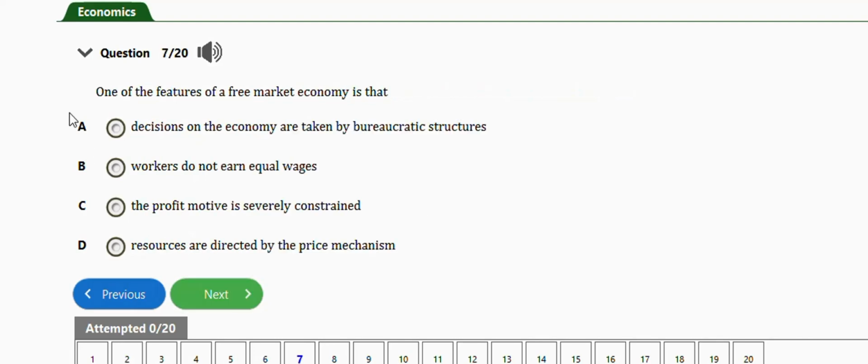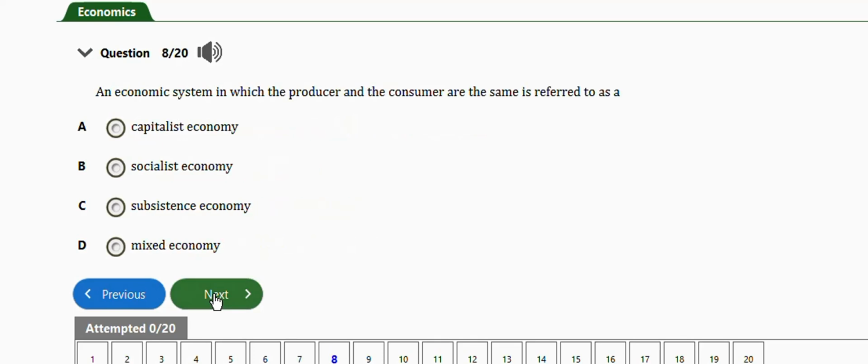Next question. It says one of the features of a free market economy is that decisions of the economy are taken by bureaucratic structures. Workers do not earn equal wages. The profit motive is severely constrained. Resources are divided by the price mechanism. The right answer is option D, which is resources are divided by the price mechanism.